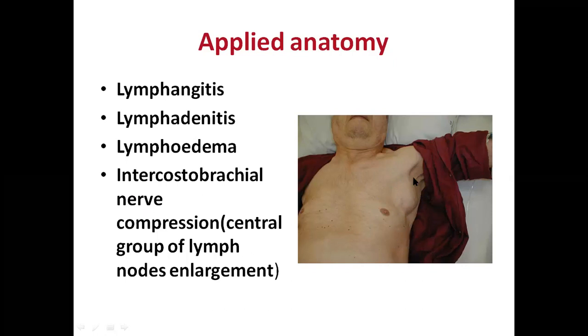So no sensation on the lateral side of the thoracic cage and also on the medial side of the arm. Generally we see this type of changes if the person is suffering with breast carcinoma, mammary gland cancer.